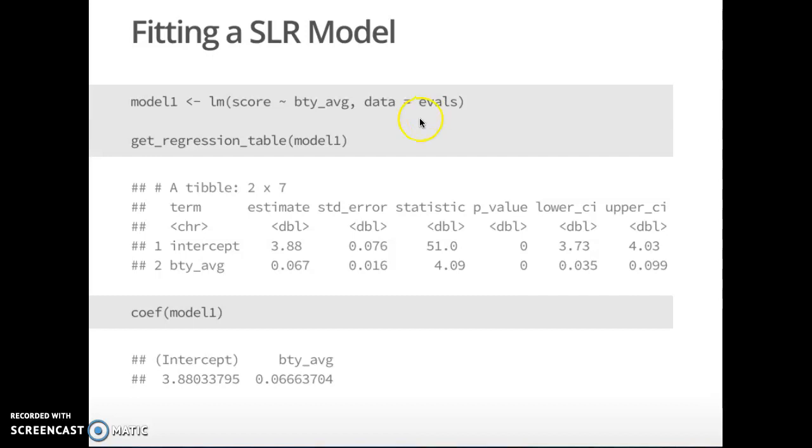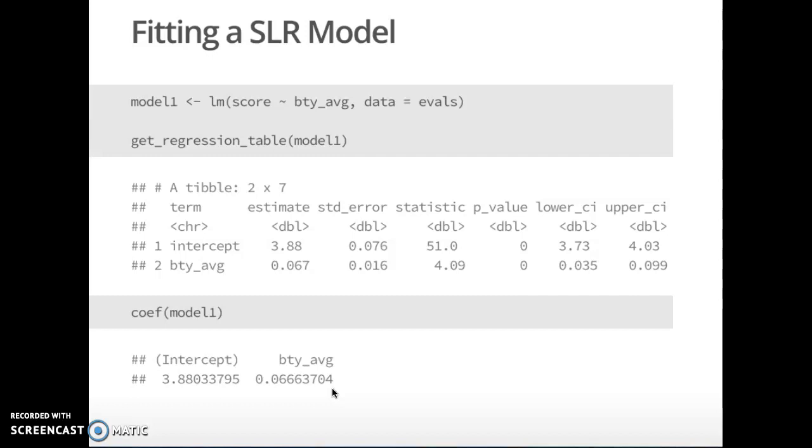In this chapter of the Modern Dive book, they introduce the get_regression_table function, which lives in the moderndive package. It allows you to input a linear model, and it gives you a nice, tidy regression table. However, we don't care that much about the other pieces of this table right now. The main pieces we care about are the estimates, so we could equally use the coef function, which stands for coefficients, to pull off the coefficients from our model. Here's our intercept coefficient and here's our slope coefficient. This is how we go about fitting a simple linear regression model.